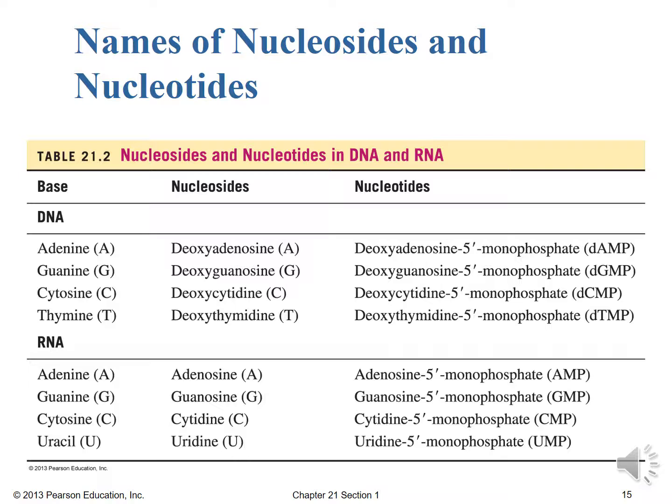And then the names for the nucleotides: adenosine 5' monophosphate, AMP, guanosine 5' monophosphate, GMP, cytidine 5' monophosphate, CMP, and uridine 5' monophosphate, UMP. So it seems a little off-putting maybe at first, but at least this is it for naming.